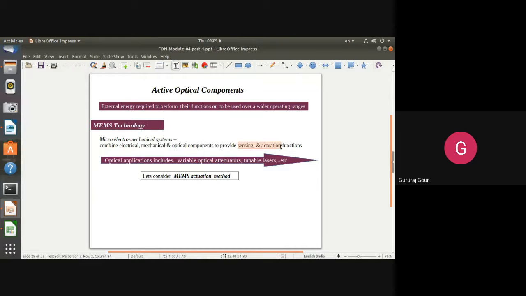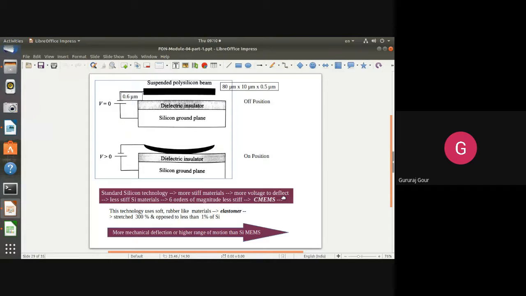Such applications include variable optical attenuators, also known as VOAs, which we are going to discuss later, then tunable filters or lasers, etc. Mainly they are used as a variable function. They are going to vary the attenuation, or be used as a tunable function where they are going to tune, or vary some function. So let us see how these MEMS actuation things will happen.